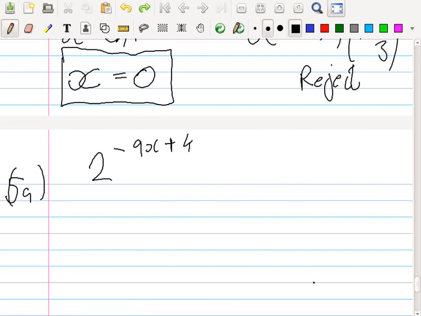First thing I'll do, first rule of powers, separate this as 2 power 4 times 2 power minus 9x. So we're getting to the answer now. We need an a e power bx. What's the next problem we need to deal with? Well, you see this 2 here. We would really want it to be e.